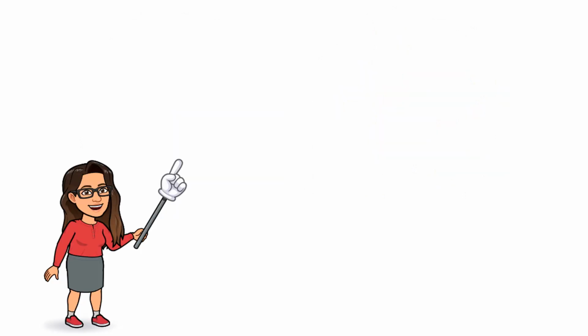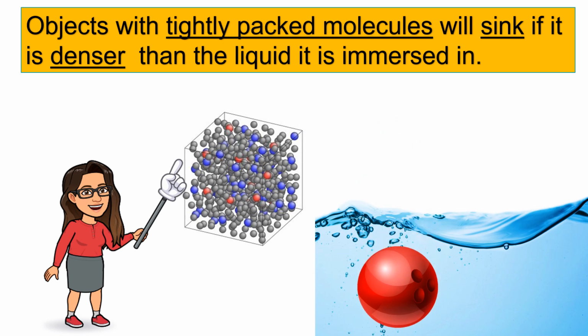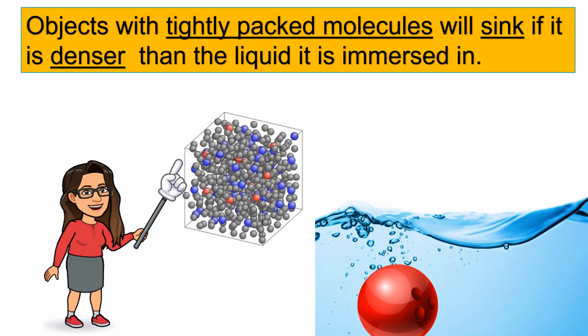Whether an object sinks or floats depends on its density. Let's look at this illustration. Objects with tightly packed molecules will sink if they are denser than the liquid they are immersed in. So, ibig sabihin, pag compact or pag mas marami yung molecules ng isang solid kaysa dun sa molecules ng liquid, it will sink.